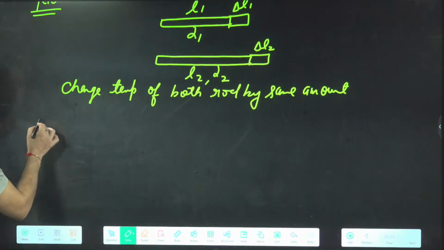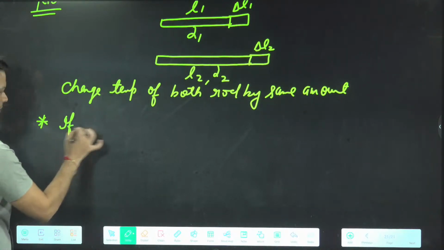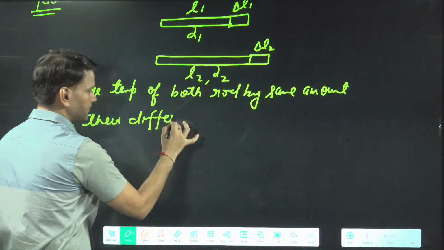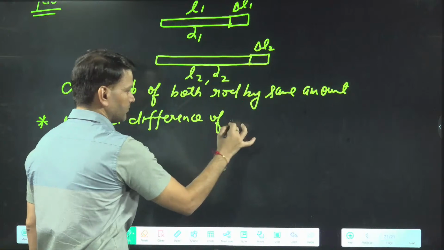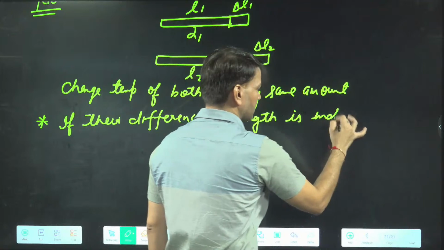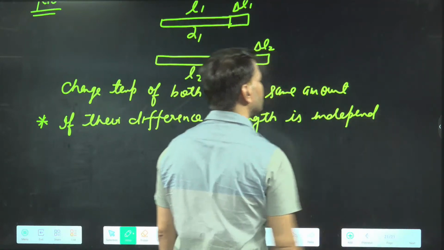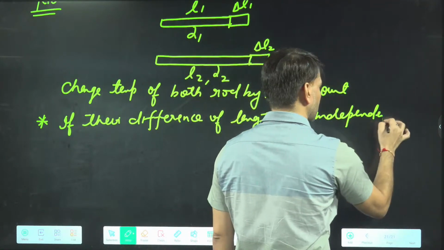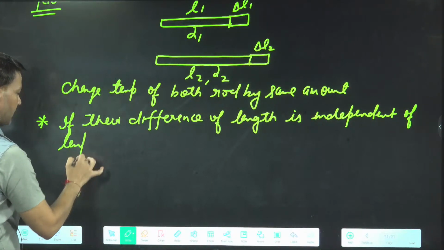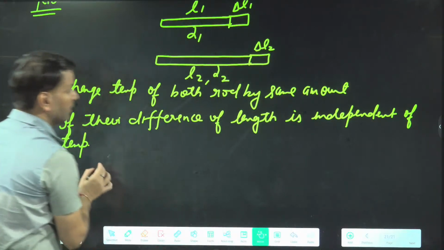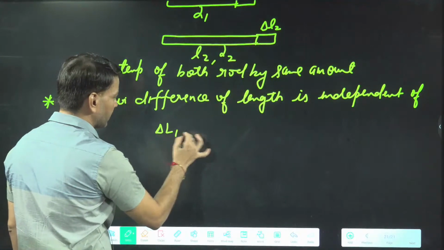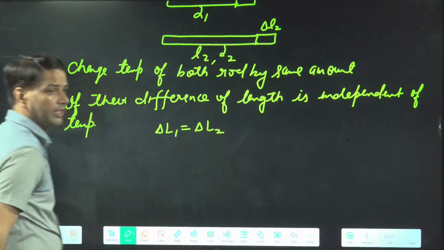Then if their difference of length is independent of temperature, then what can we say? Their expansion must be equal. It means we have the condition what? Delta L1 is equal to delta L2. Delta L1, what can I write?